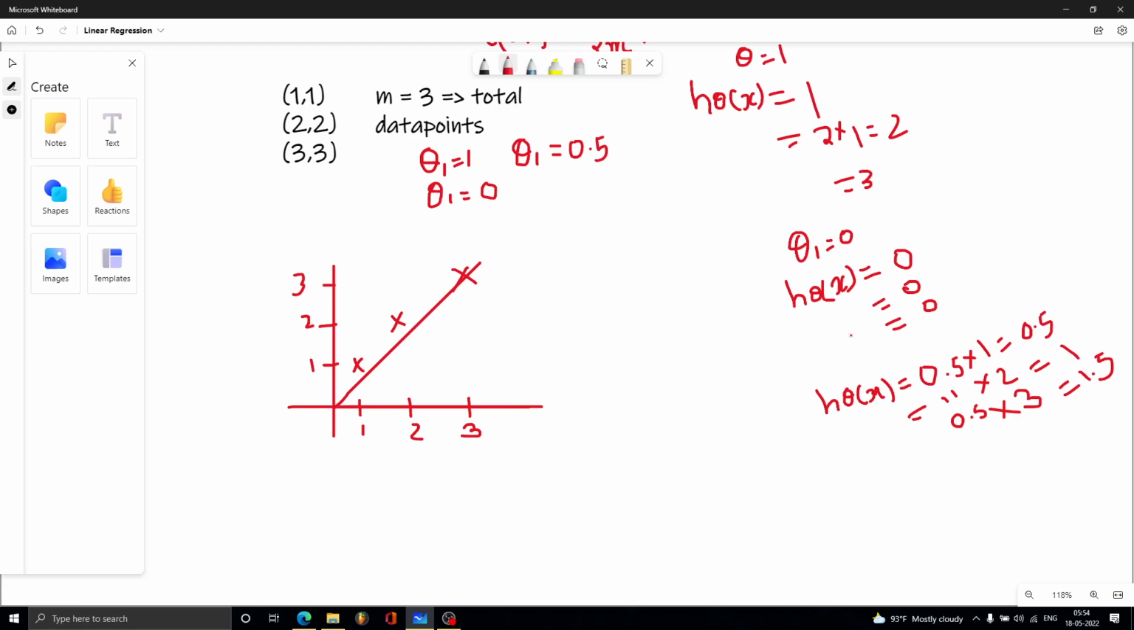And similarly for theta 0.5, we are going to get a line in some way like this. Why? Because theta 0.5 will be somewhere here, and then again this will be here, this will be here. So basically just a bit before these points, and it will be something in this manner.